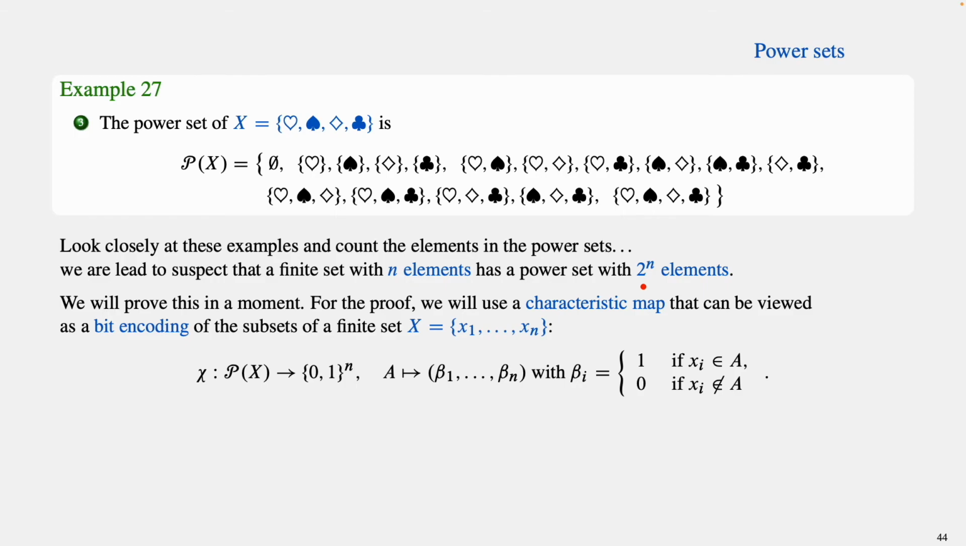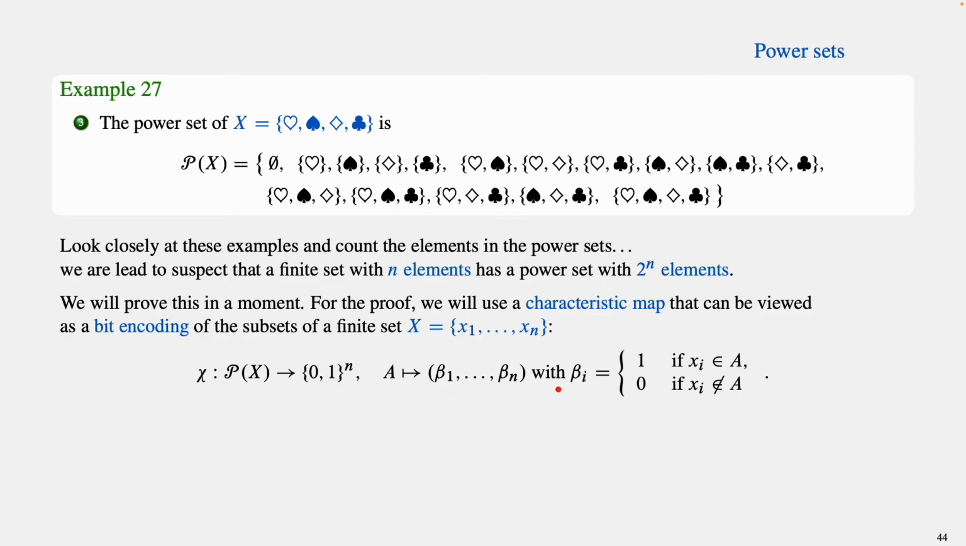And for the proof, I will use a particular map. I call it the characteristic map. And this can be viewed as a bit encoding for the subset of a finite set X, where we call x1 to xn the elements of big X. And this characteristic map I denote by the Greek letter chi, which maps an element of the power set, so a subset of X in other words, into the n-fold Cartesian product of the set that contains 0 and 1. So if you think of these as bit values, then this map takes a subset of X and maps it into an n-bit tuple. And we define it as follows.